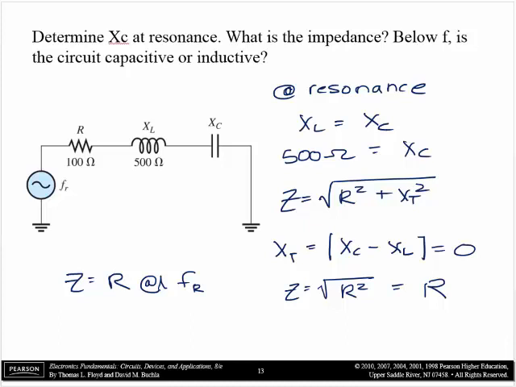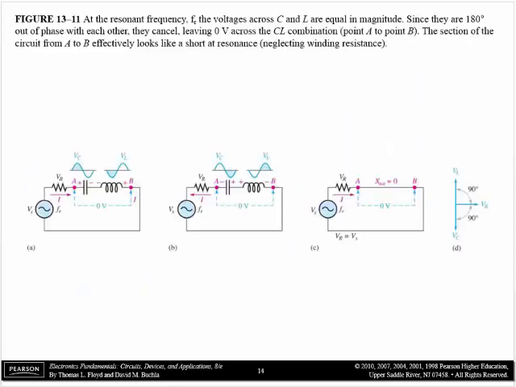Below resonant frequency, we will find that XC ohms will exceed the XL ohms and the circuit will be capacitive. So, a little illustration. It says at the resonant frequency, the voltages across C and L are equal in magnitude.